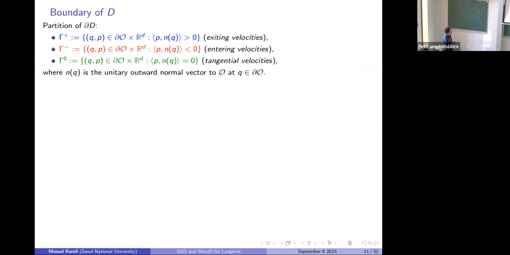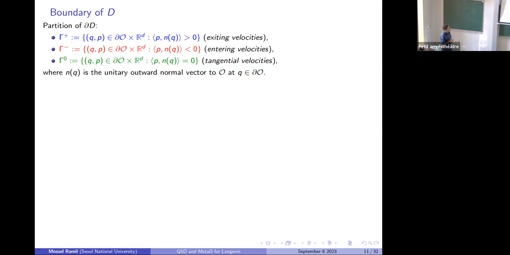So namely, you can partition the boundary of the cylindrical domain D into 3 subsets of very different nature, depending on the sign of the scalar product of the velocity and the outward normal vector. If this scalar product is positive, then it's the subset from which you will exit the domain. If it is negative, it's the subset from which you will enter the domain. And if it's 0, it's called the set of tangential velocities. In the literature, it's also called the singular set or grazing set.